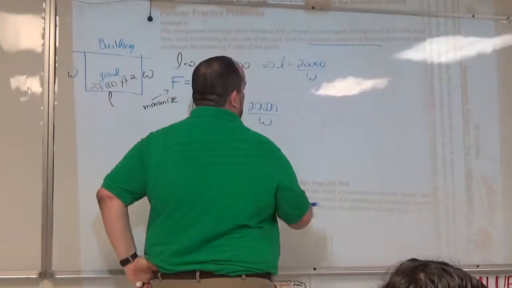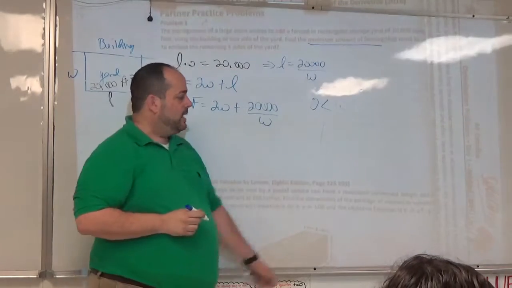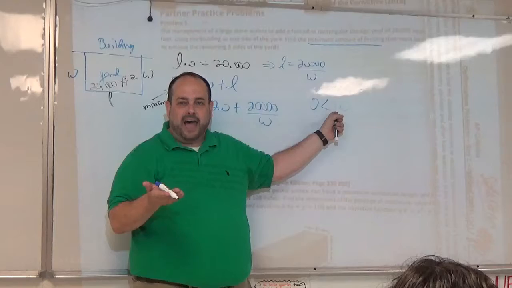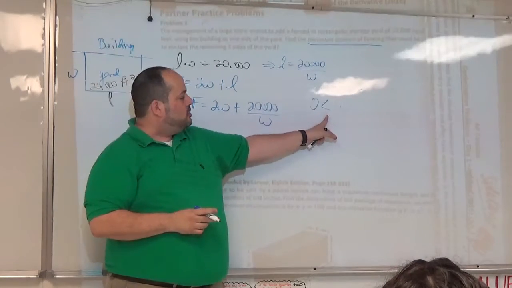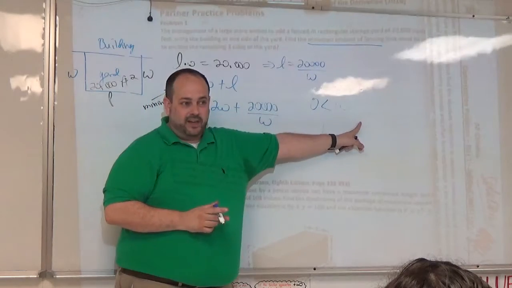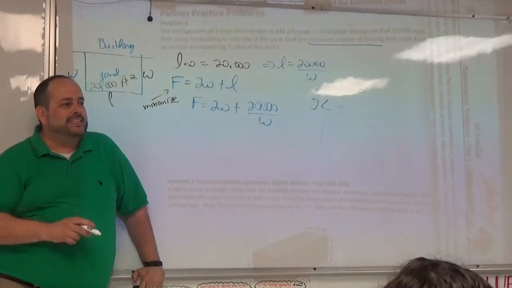So would it be, I guess, an open interval? Yeah, you're going to have to use an open interval here. It's not that one is the smallest width. Could you have a width of 0.5? Yes, you absolutely can have a width of 0.5. So you have an open interval, zero, and your maximum value? So, infinity.